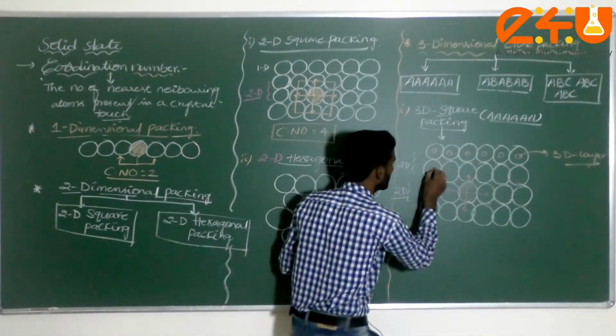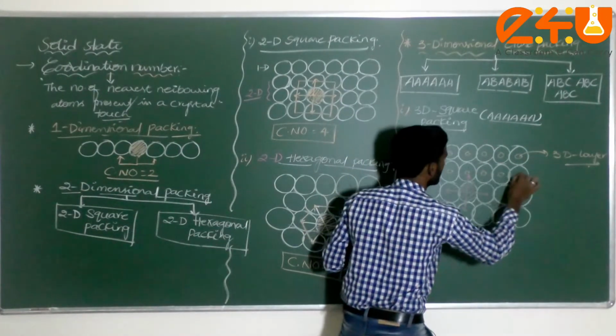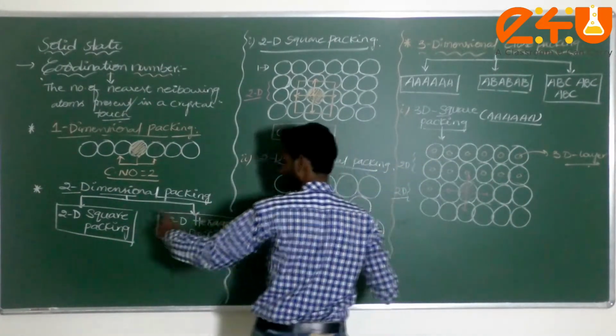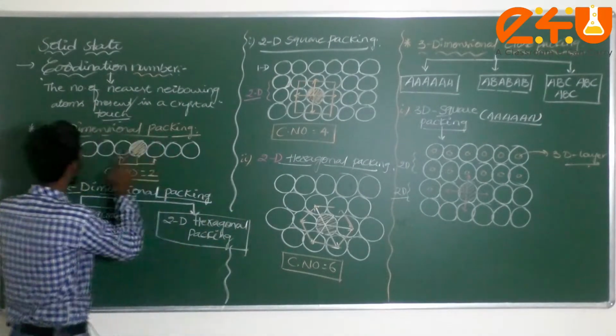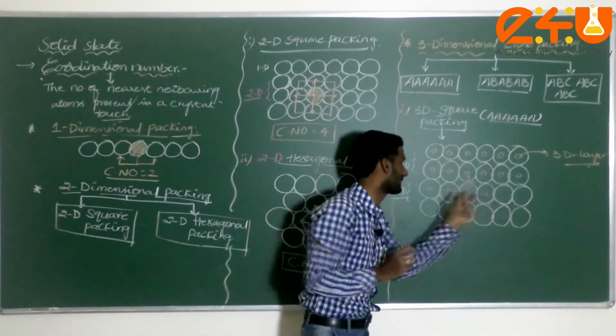Now here also I am checking. This is 3D. This is also 3D here. Third layer. Here also third layer. Now you understood. In 1D layer packing, only one layer we are considering. The 2D is what we are considering here. 2 layers we are considering.